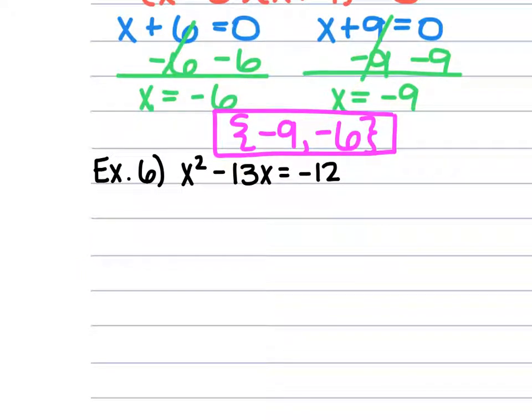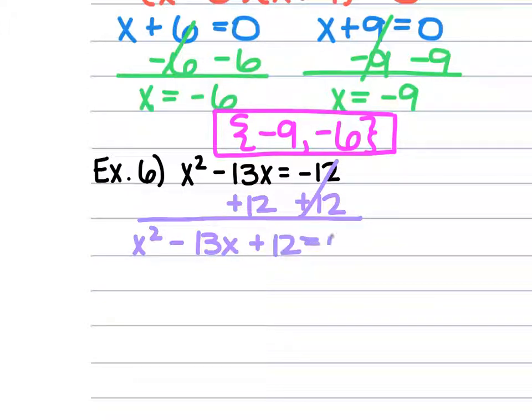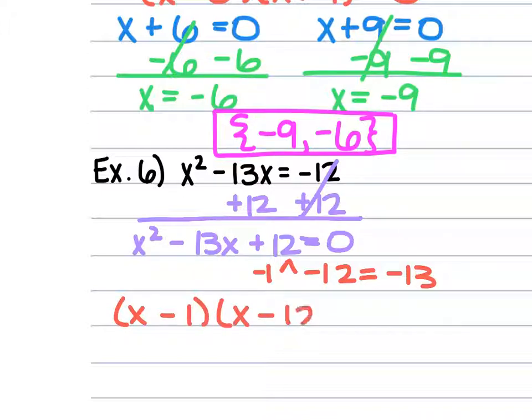For example 6, we have x squared minus 13x is equal to negative 12. If we move the 12 over, we're going to add it to both sides and get x squared minus 13x plus 12 is equal to 0. We're going to find the factors of 12 that equal negative 13, so it's going to be negative 1, negative 12. So this is going to be x minus 1 times x minus 12 is equal to 0.